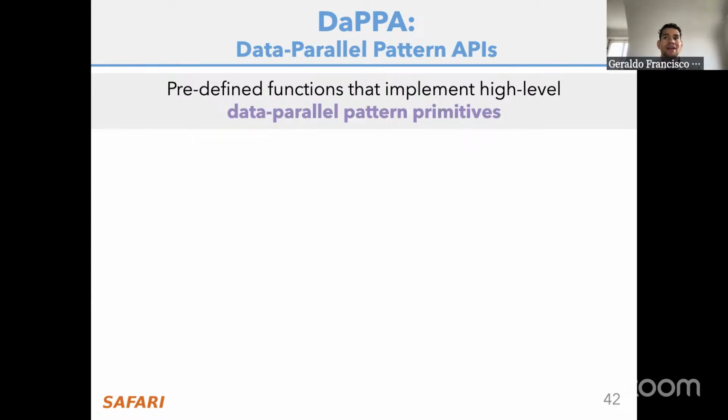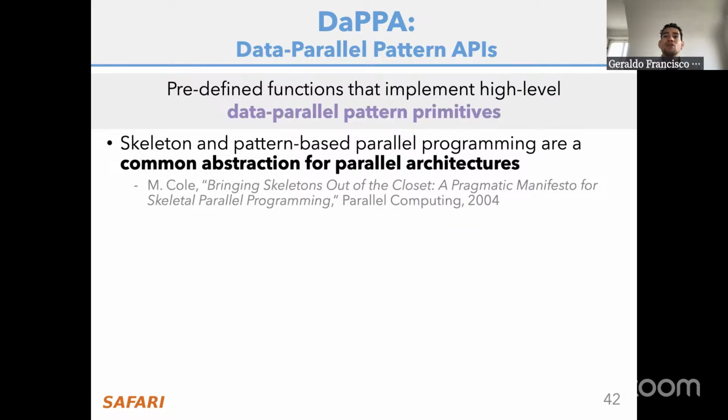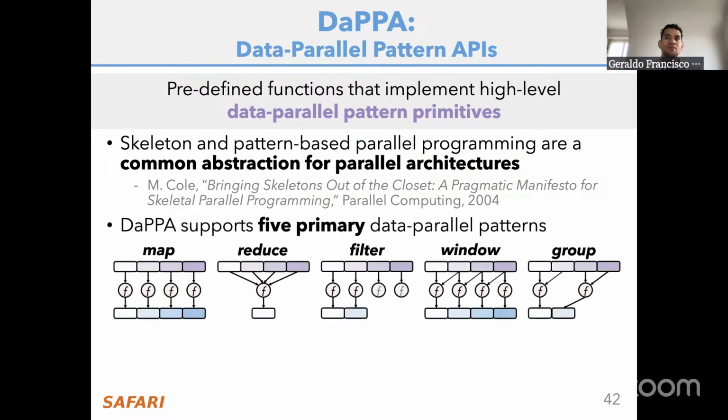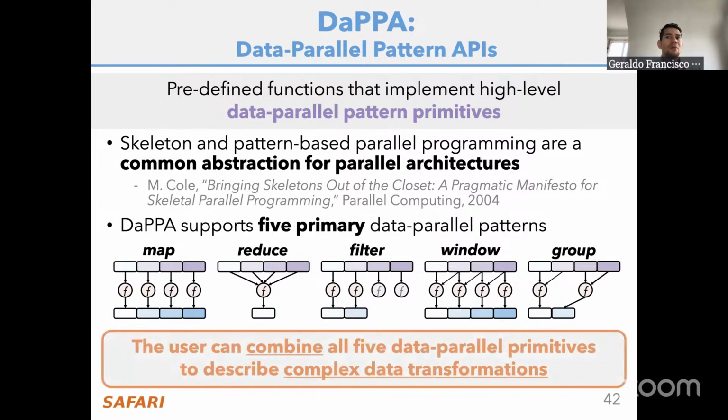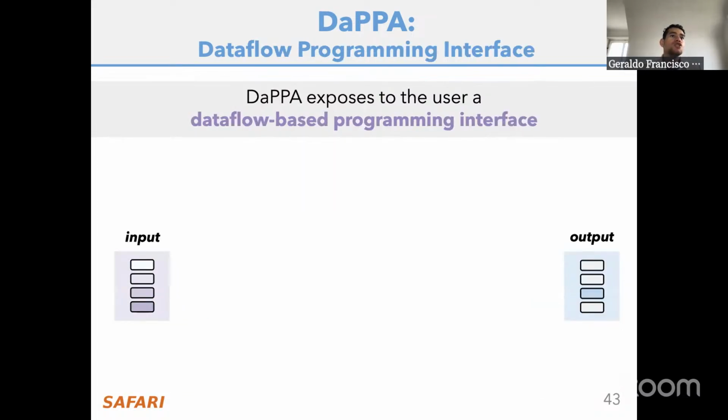The data parallel pattern APIs are a collection of predefined functions that implement high-level data parallel pattern primitives. DaPPA uses such APIs to implement a skeleton programming model, which is a common approach to abstract hardware components of parallel architectures, including multiprocessor systems, GPUs, and custom accelerators. DaPPA supports 5 primitives, including map, reduce, filter, window, and grouping. The user can also combine all 5 primitives for more complex patterns.